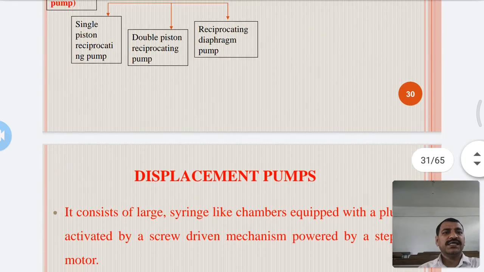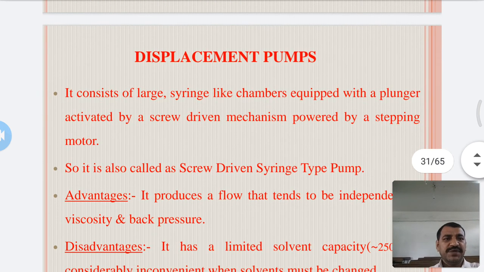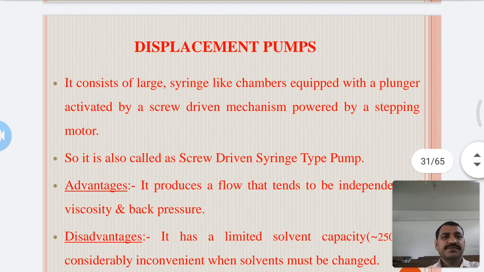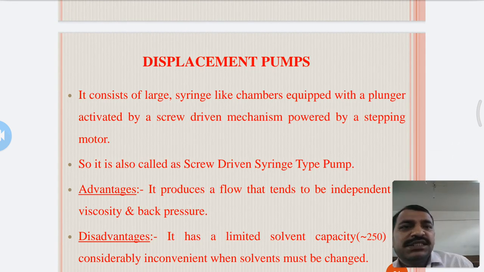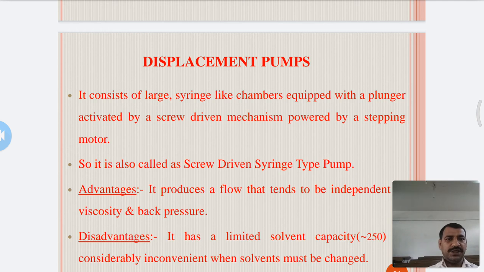So we will discuss the displacement pump briefly here. The displacement pump consists of a large syringe-like chamber equipped with a plunger activated by a screw drive mechanism powered by a stepping motor. So these syringes are equipped with a plunger, and these are operated by a screw drive. So it is also called a screw driven syringe type of pump.